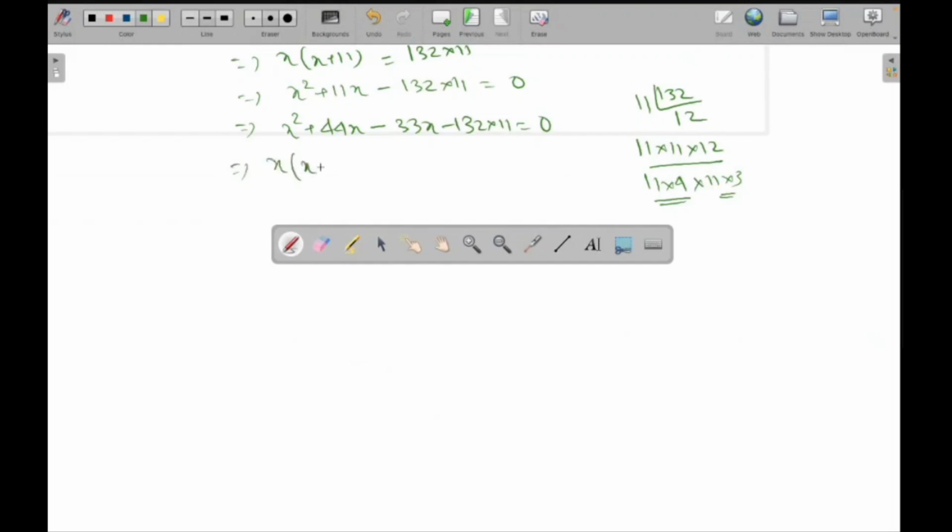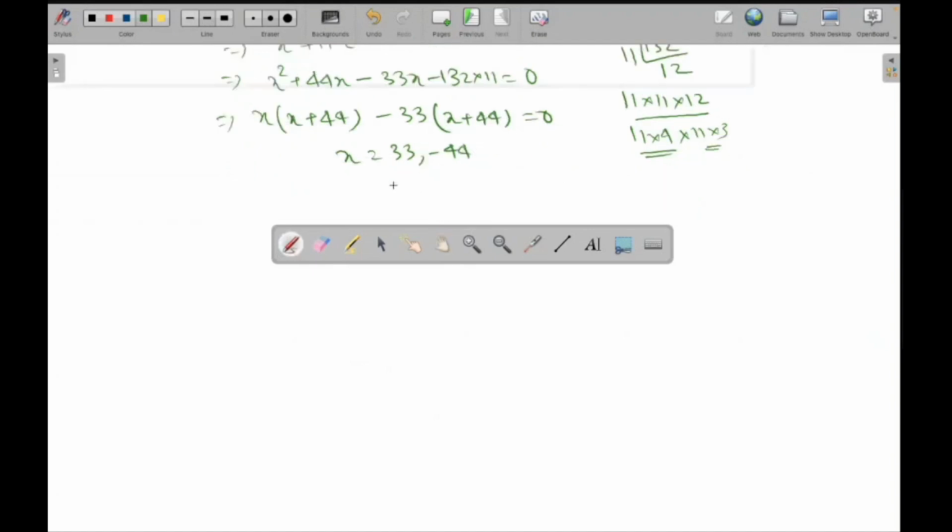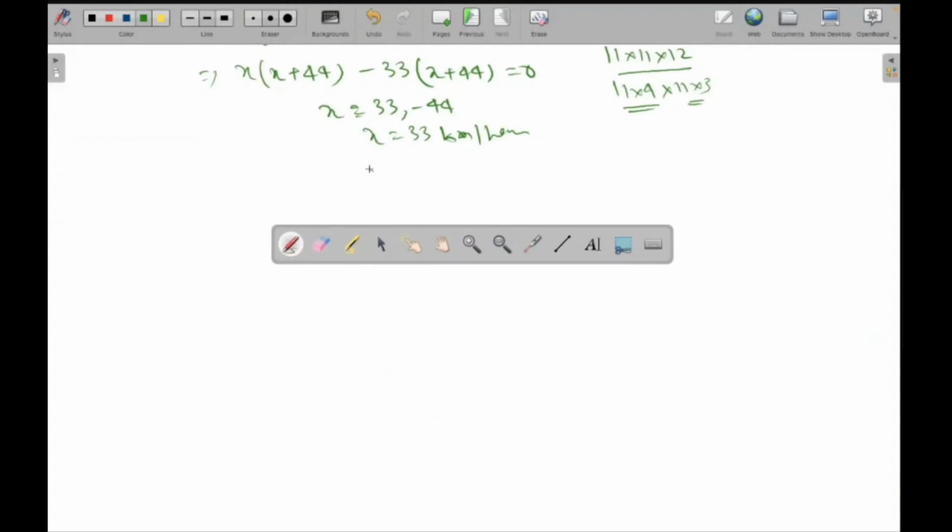Now I can write x into x plus 44 minus 33 times x plus 44. So x will be equal to 33 and minus 44. But we know that x can never be negative because this is the speed. So x is going to be 33 kilometers per hour, and this is the speed of the passenger train. Then the speed of the express train would be 44, because it was 11 kilometers per hour more.